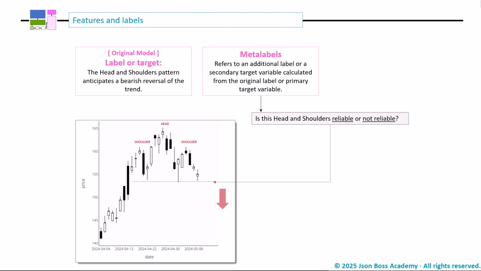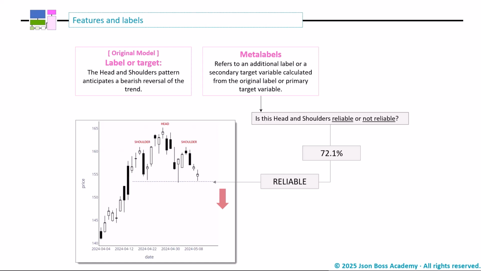Then, we can apply a machine learning model to assess the reliability of these original signals in the form of meta-labels. For example, we can add a reliability score to a head and shoulders pattern, indicating how likely it is to succeed. Thus, instead of relying on generic backtesting results, we can know the probability of this specific head and shoulders pattern that we are observing at this moment. The primary model is good old technical analysis, but we use machine learning to enhance it.